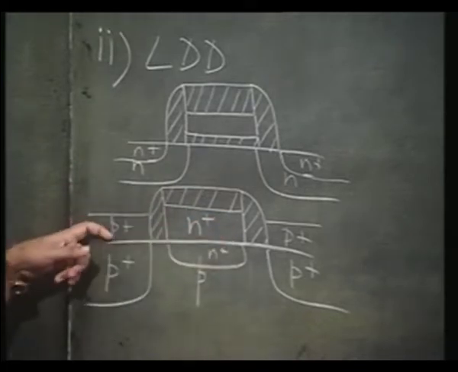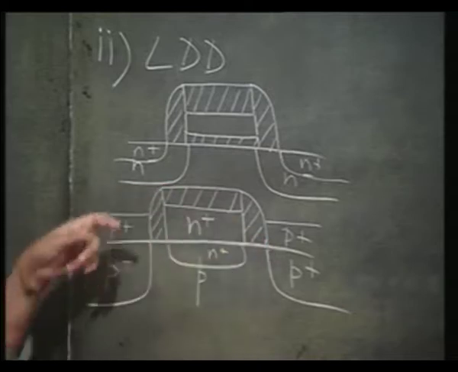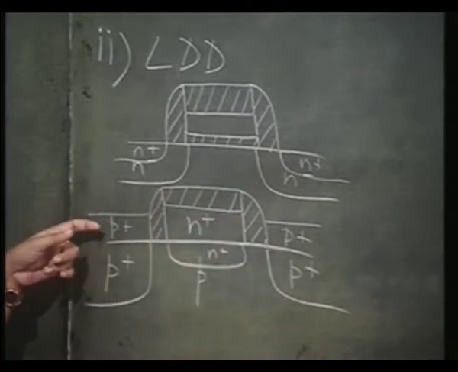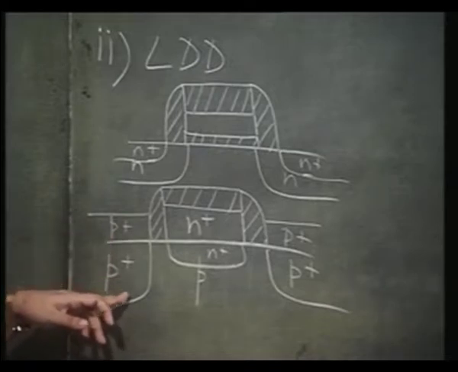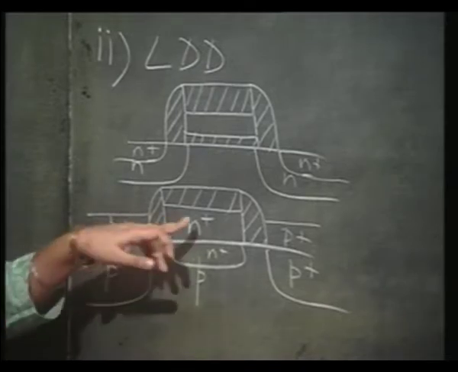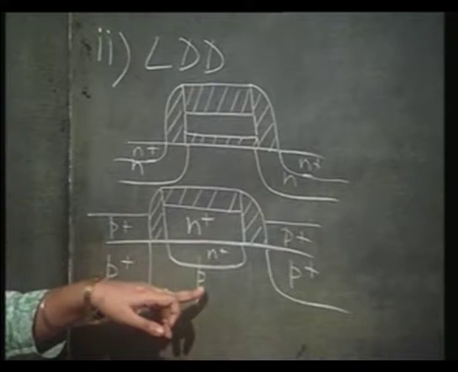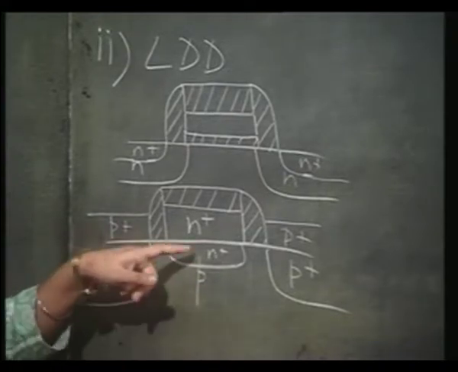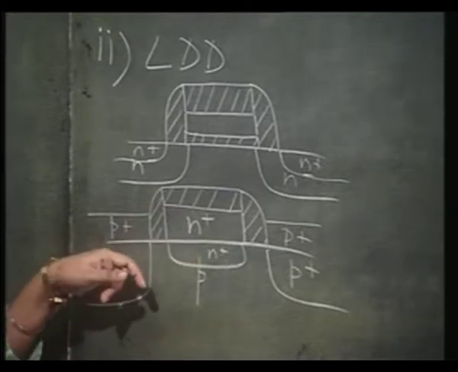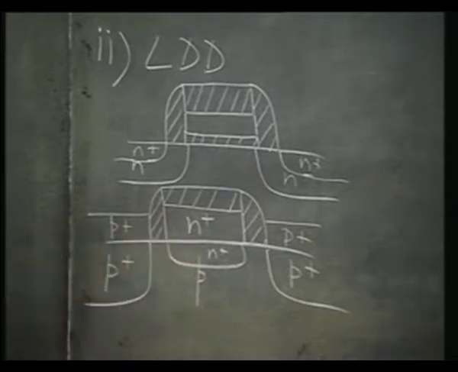Then we had a poly deposited again and doped it P plus. So that after doing the annealing, from this P plus poly we had the P plus extrinsic base, and from this N plus poly we had the N plus emitter, which were self aligned to each other, right. The N plus emitter was self aligned to the P plus extrinsic base.